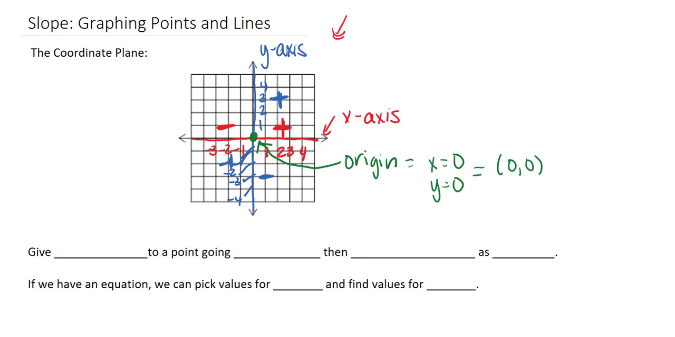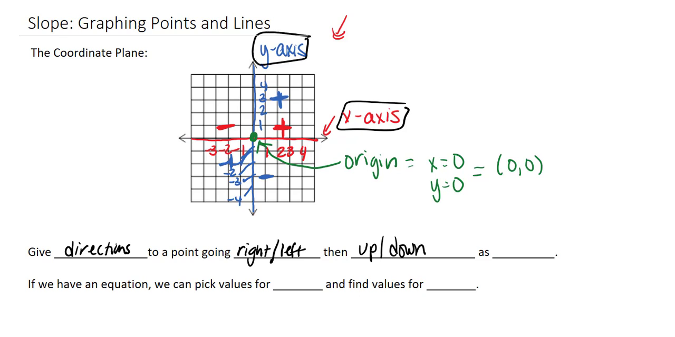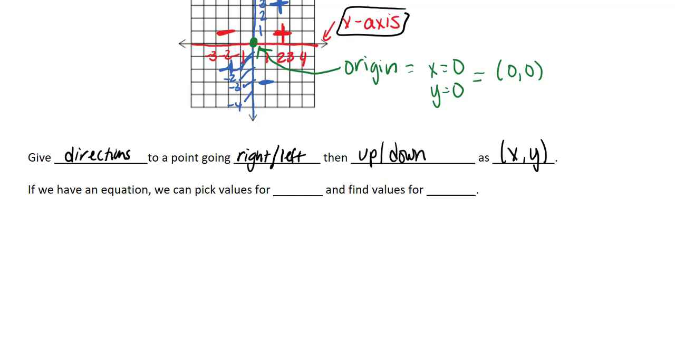So for the coordinate plane, we're going to give directions to a point going right or left. Notice we do our x-axis first. Then we can either go up or down, which is our y-axis there. And we show it as x and y like that. Then if we have an equation, we can pick values for x and then find the values for y, which we'll see in this second example.